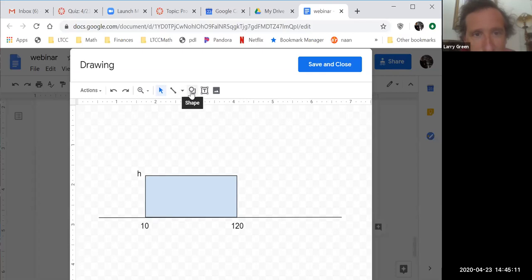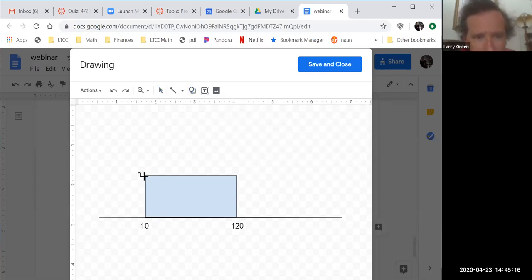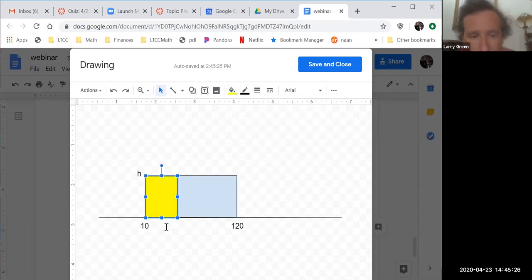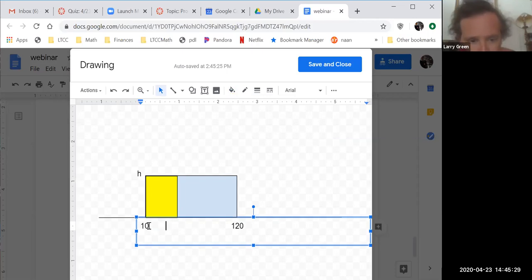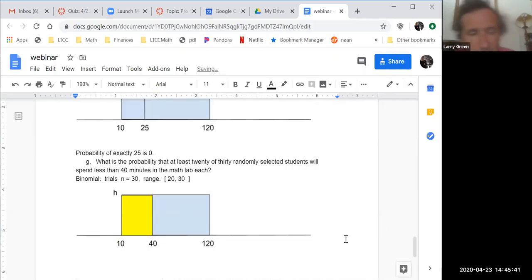So I'm going to put a rectangle in. And less than 40. Something like that. Let's make it yellow. And there's our picture. Any questions so far? Okay, so let's find P.